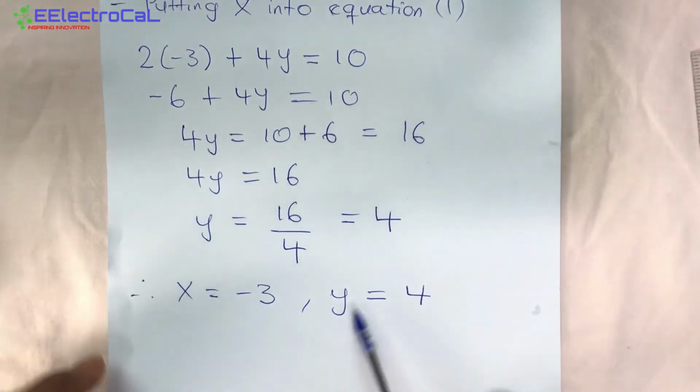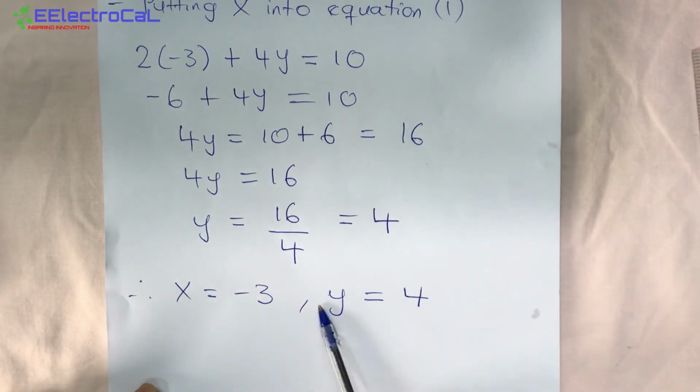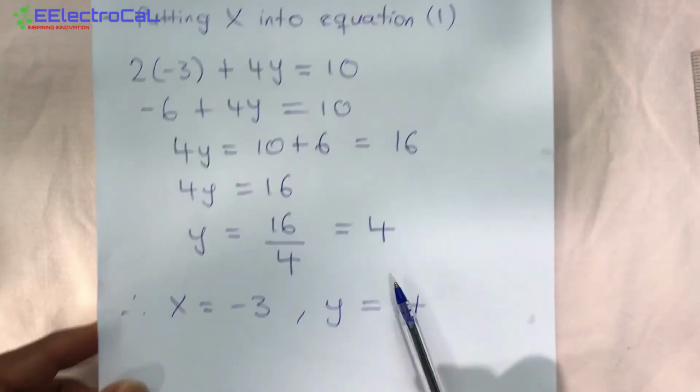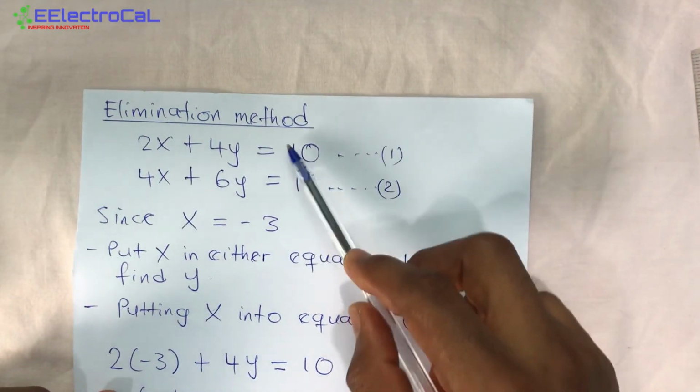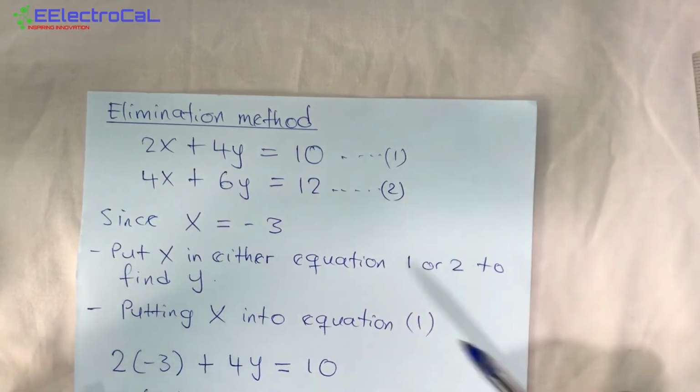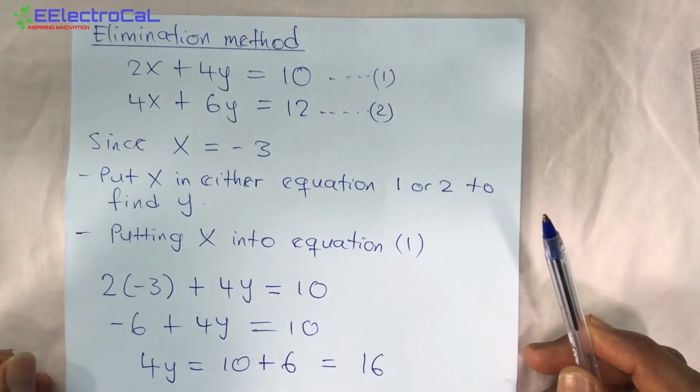So we have found the answers for x and y. x is equal to minus 3 and y is equal to 4 for these two equations to be true. So that is how we solve using the elimination method.